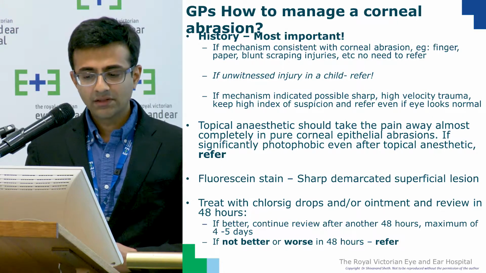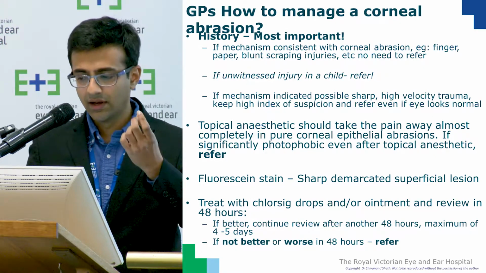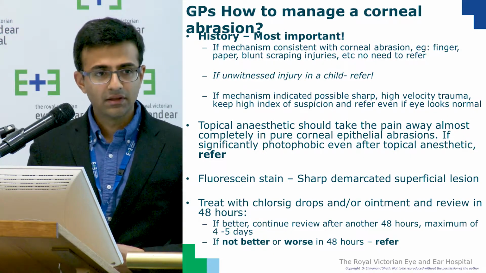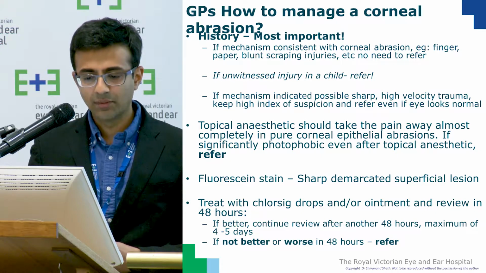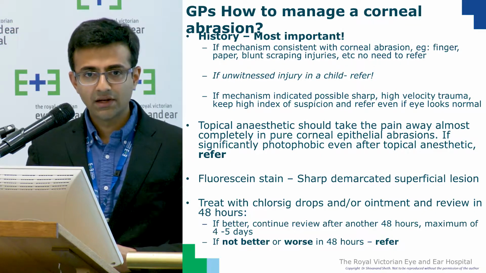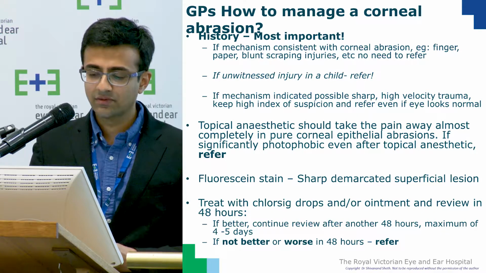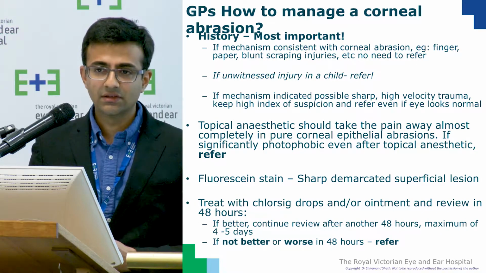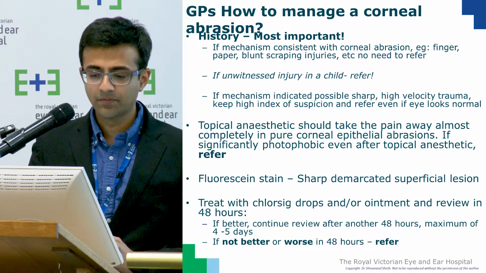So if the mechanism is consistent with a corneal abrasion, if they've been injured with a finger, a nail, a paper, a blunt injury, and you can see a corneal abrasion, there's no need to refer because it's probably what it is. But if it's a child and it's an unwitnessed injury and you see a corneal abrasion, it's better to refer, because sometimes if no one has witnessed the injury, it could be anything, and there might be a secondary deeper component to the injury.